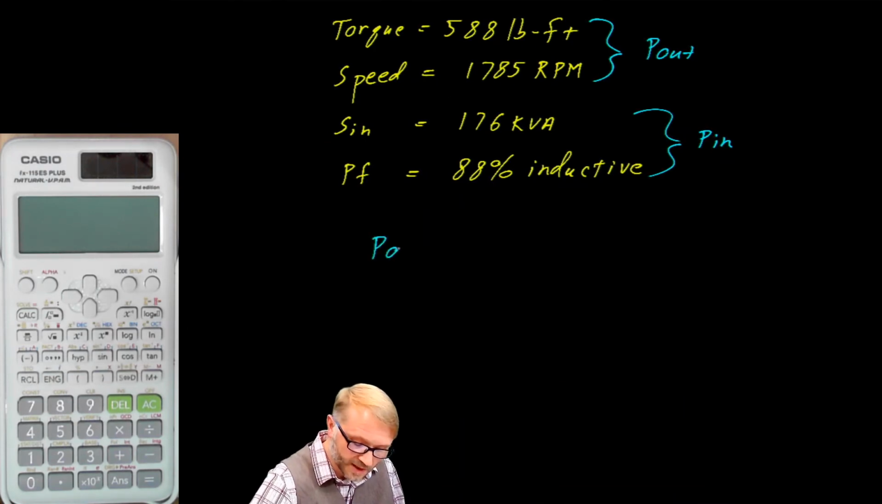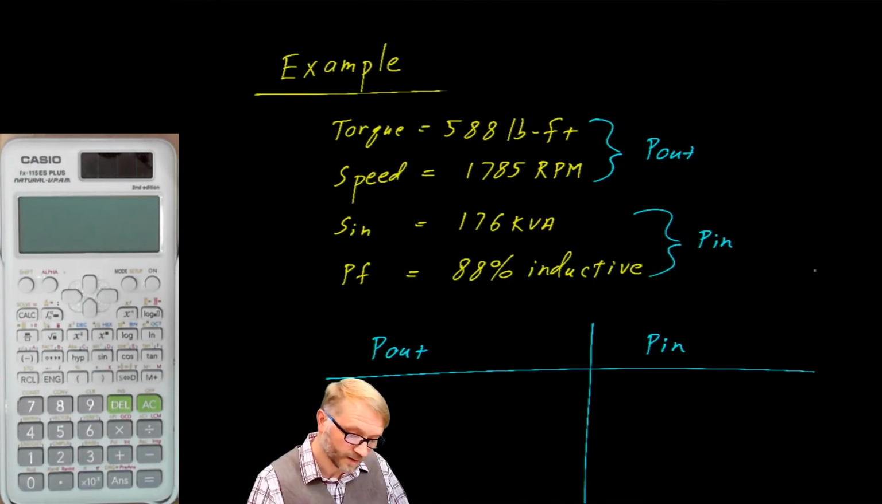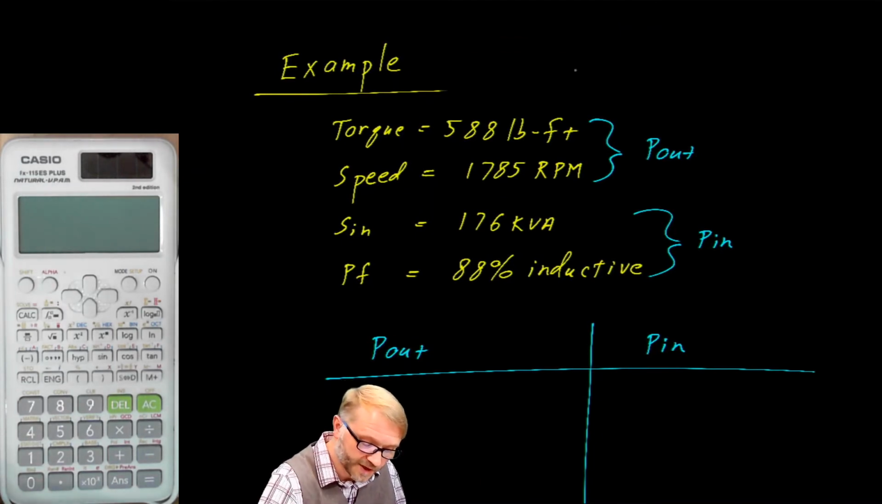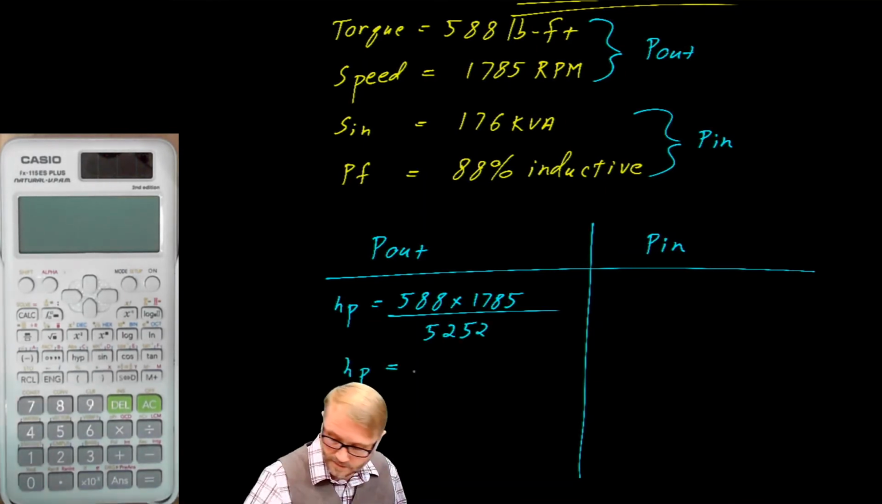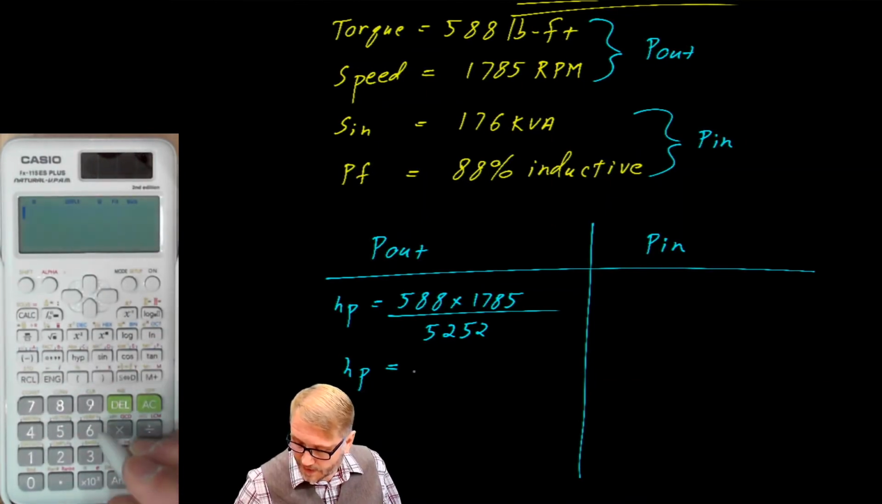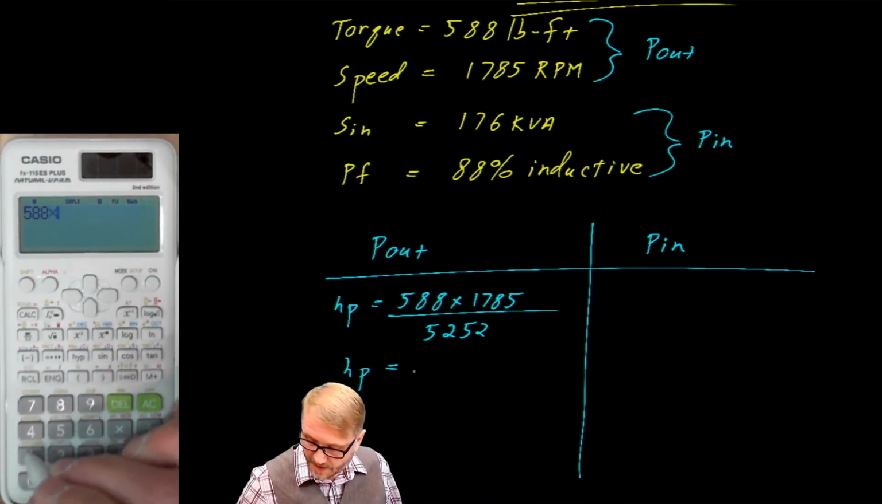So we put our power out on this side. We're going to put our power in here. Oh, I forgot to tell you, didn't I? We're looking for efficiency. So find the efficiency of this motor. Horsepower is equal to torque by RPM, all divided by 5252. That's 588 by 1785 divided by 5252.